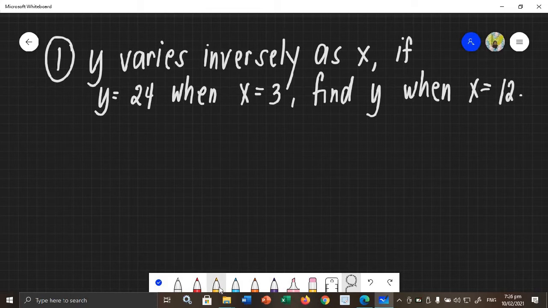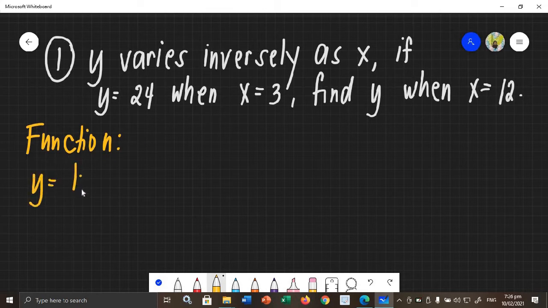First and foremost, we need to derive a function using the variation statement at the beginning. So y varies inversely as x. Ang function na gagamitin natin is y is equal to k over x. And that was derived from this statement, yung pinakauna. Okay? So, using this function, we can now solve for the value of our k. So, bakit kailangan nating solvein yung value ng k?